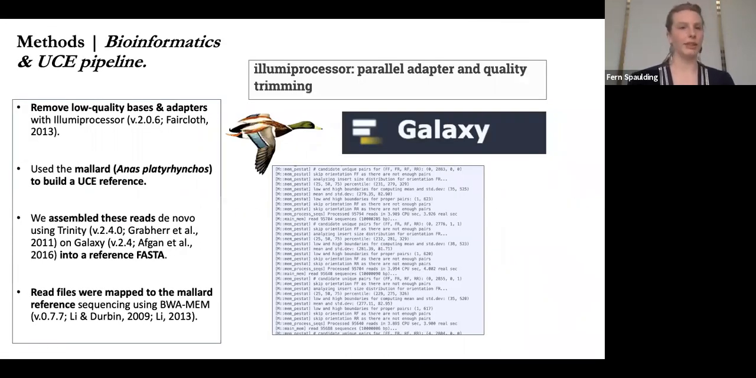So continuing on with the methods with bioinformatics and the UCE pipeline. When we get our raw reads back from Travis, we have to first remove low-quality bases and adapters. To do this, we used a program developed by Brant Faircloth called Illumina Processor. We used the Mallard to build a UCE reference, which we assembled using Trinity on Galaxy into a reference FASTA file. The reads for our teal individuals were then mapped to this Mallard reference using BWA-MEM.